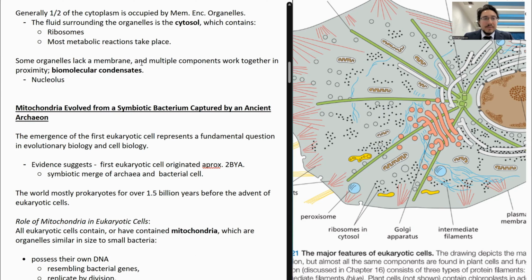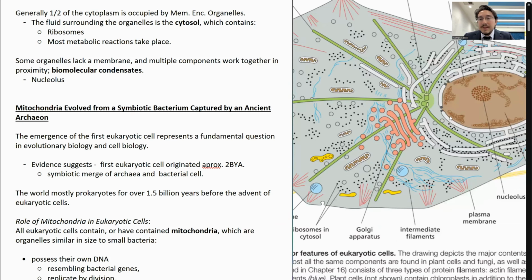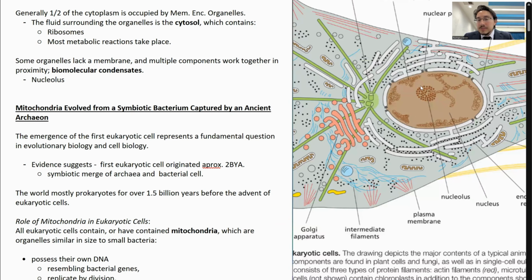As I mentioned in the beginning, some organelles lack a membrane. So really, they're just an aggregate of different proteins and molecules that are working together in a particular area, which are generally called biomolecular condensates. An example of that would be the nucleolus that you can see here. Not enclosed, but you have this area where specific molecules in close proximity perform chemical reactions for the nucleus and for the cell.